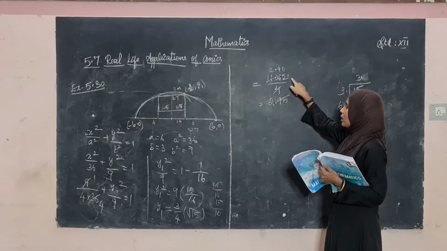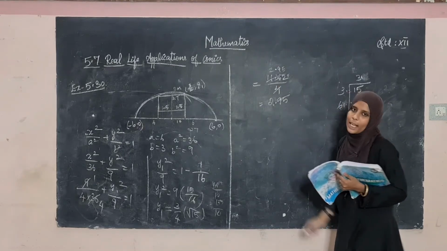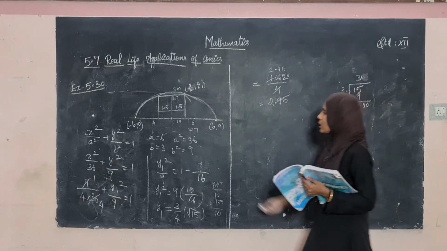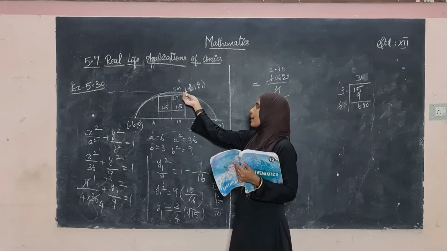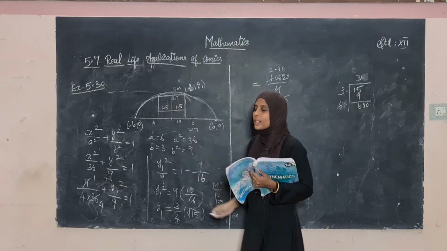So we are having a point, so we can take 0 here. So 5 4s are 20, so 2.95 is the answer. So the height of this is 2.95, and the height of the truck is 2.7.